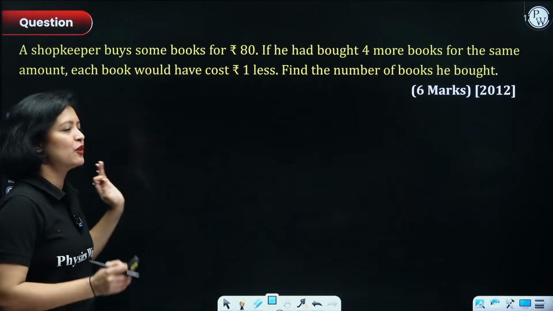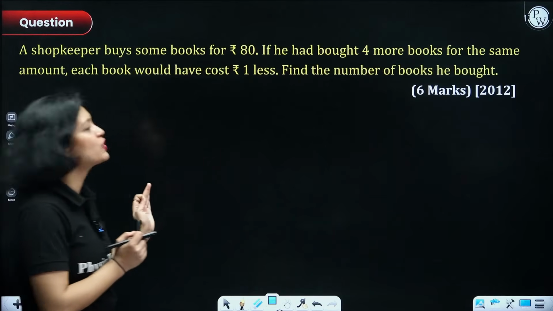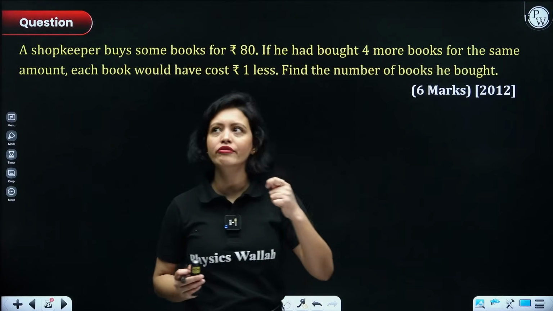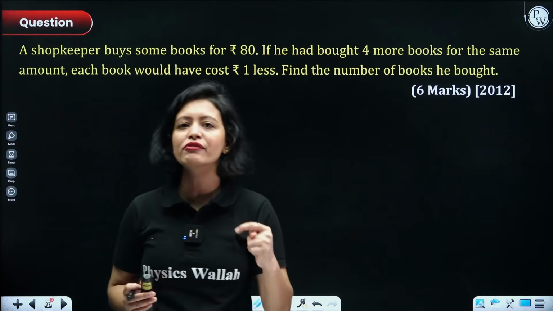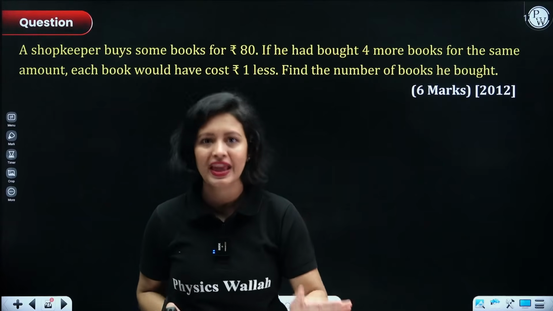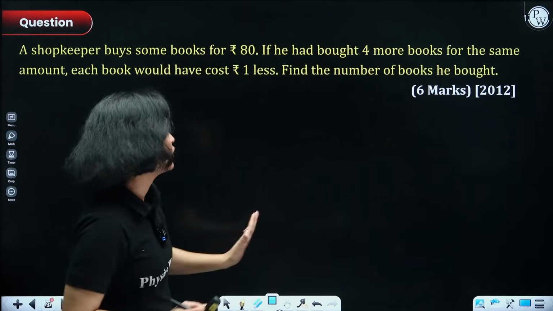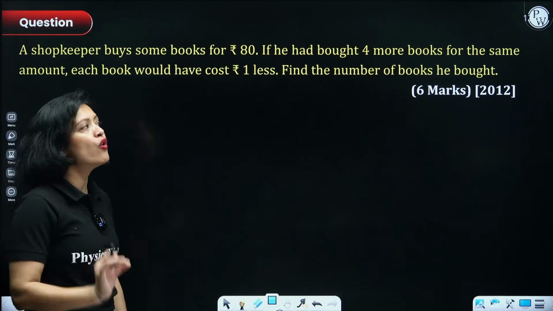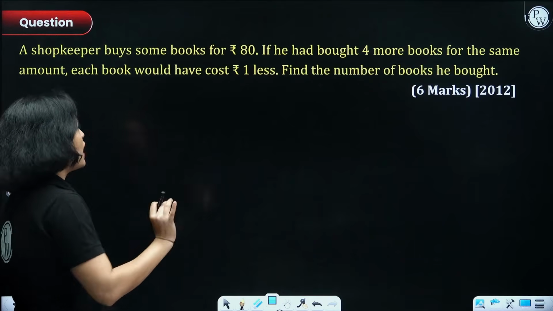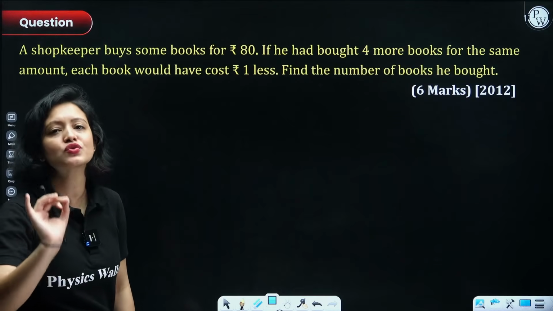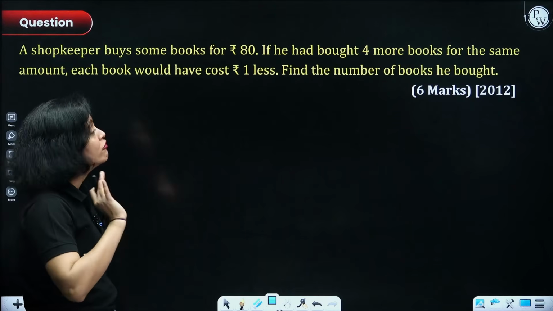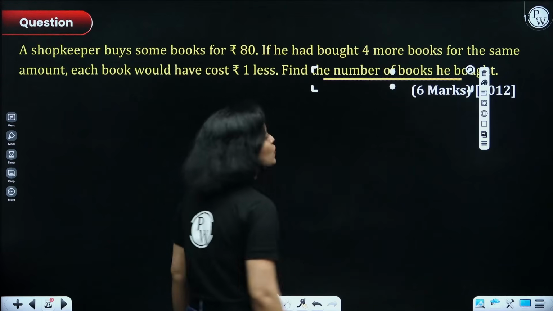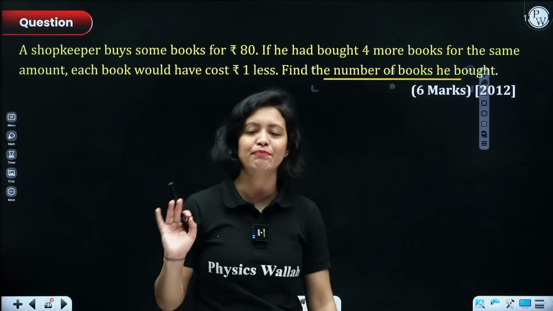Okay? Chalo. So with that, let's move on to this problem, guys. Okay? And it's a very important problem, and I think it's a problem where a lot of people get confused. Please pay attention. Okay? Chalo. A shopkeeper buys some books for 80 rupees. If he had bought 4 more books for the same amount, each book would have cost 1 rupee less. Find the number of books he bought. Now, good for us, there is only one unknown quantity that we have to find. That is number of books.